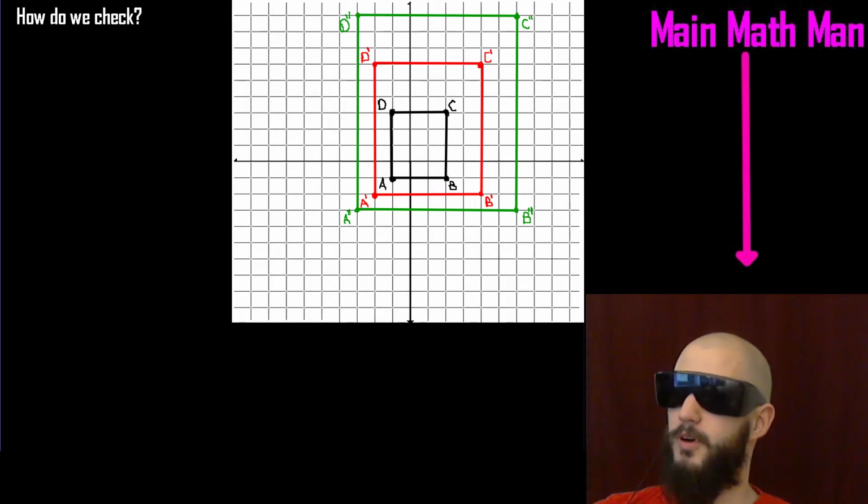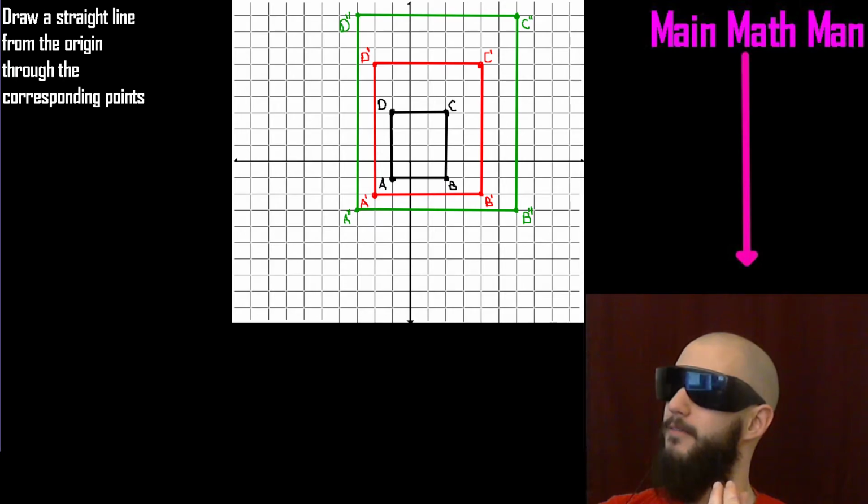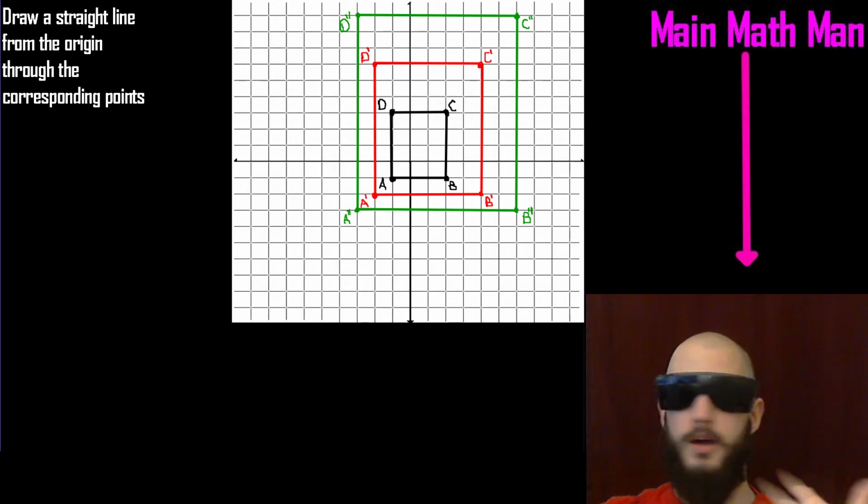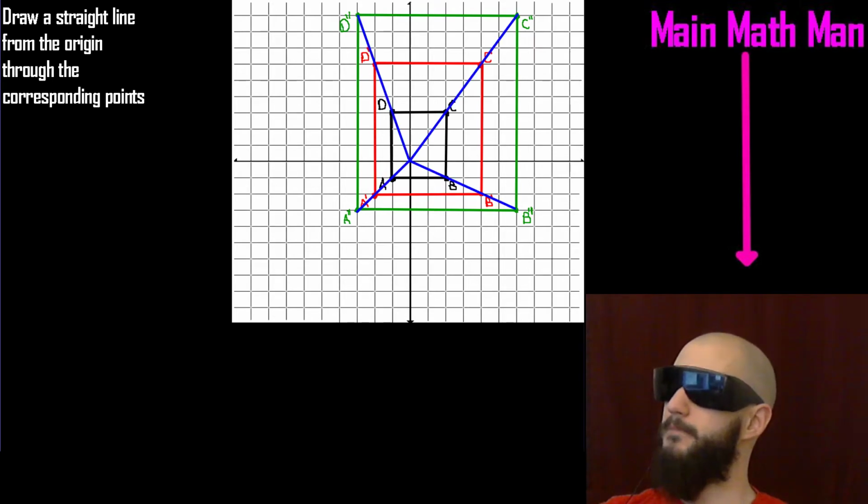Again, just like before, we're going to draw those lines from the origin through our corresponding points. Our corresponding points are the ones that share the same letter. So I'm going to have lines that go straight through. Yes, you have to use a straight edge, otherwise you're going to make a mistake. So again, I draw those lines straight through, and I know it's perfect.